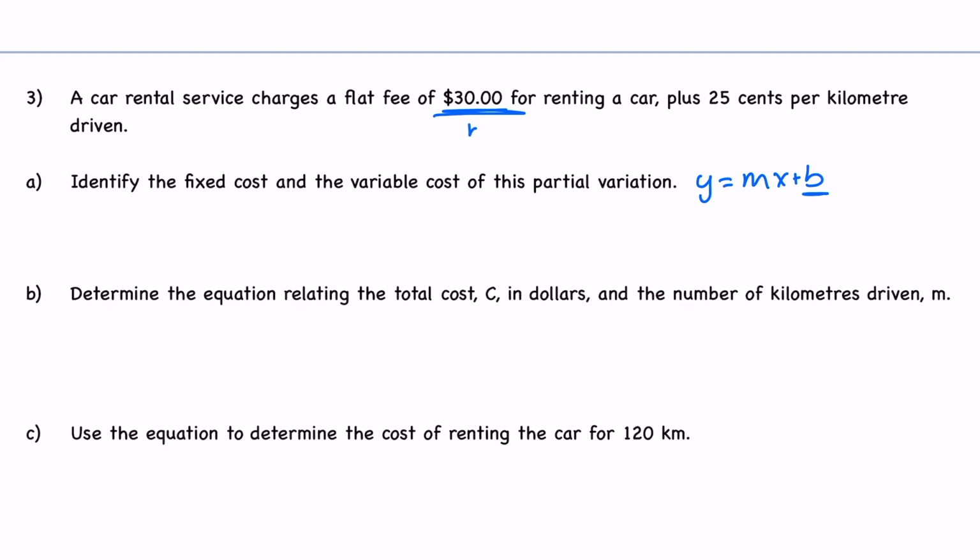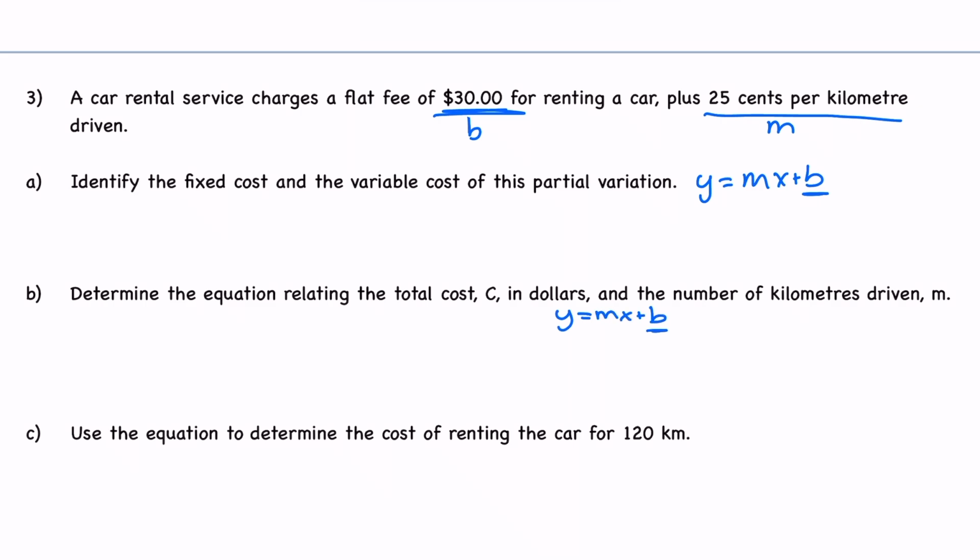So that's going to be our fixed cost, or B. We do have to pay 25 cents per kilometer. So that's the part that depends on how far you drive, or that depends on the independent variable. So this is going to be our M. Now part B says to determine the equation relating the total cost, C, in dollars and the number of kilometers driven, M. So our equation for a partial variation is y equals mx plus b.